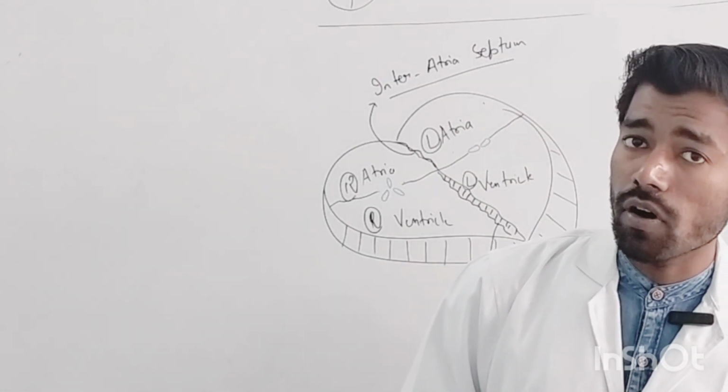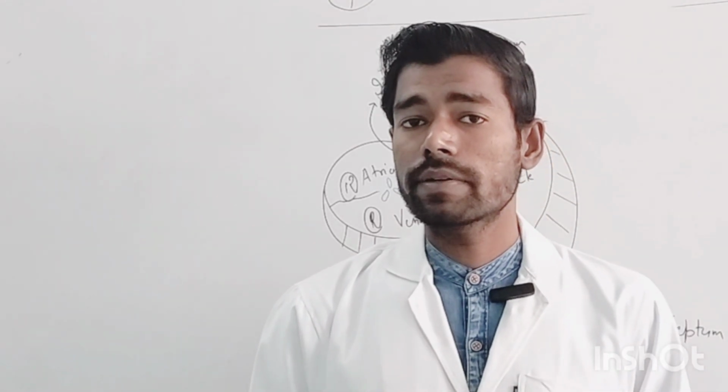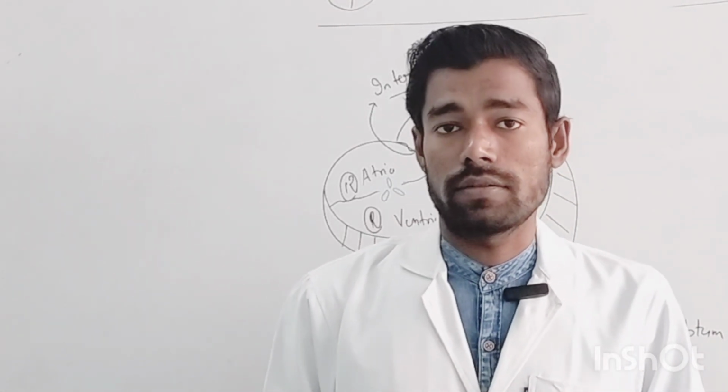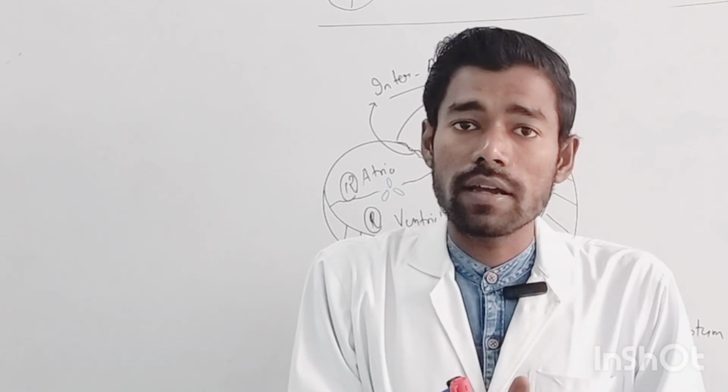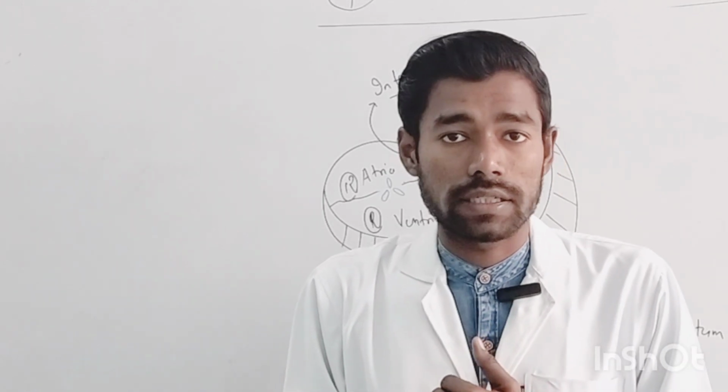Now, what is the meaning of valve? A valve present in the heart is like a one-way door. That means it allows the blood to go further, but it doesn't allow the backward direction.